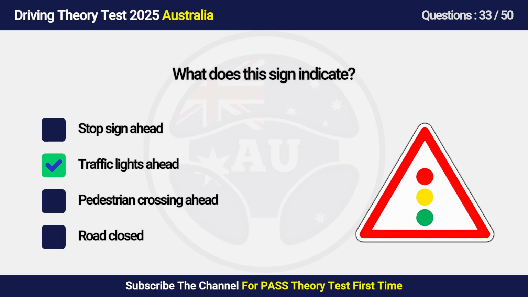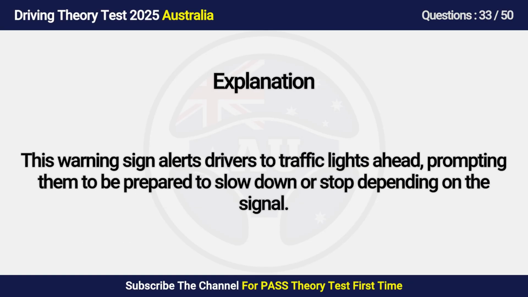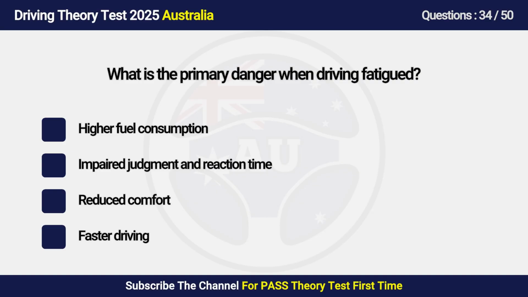Answer is B. Traffic lights ahead. This warning sign alerts drivers to traffic lights ahead, prompting them to be prepared to slow down or stop depending on the signal. Question 34. What is the primary danger when driving fatigued?